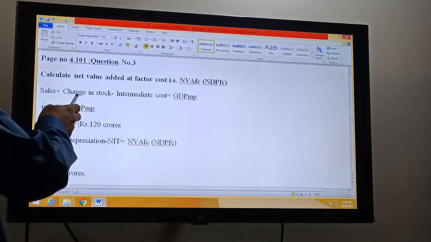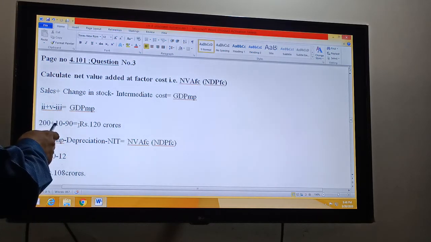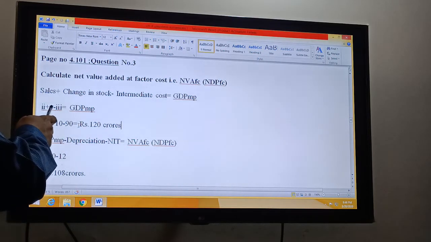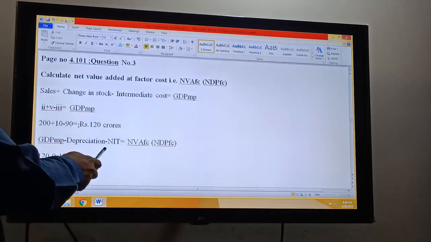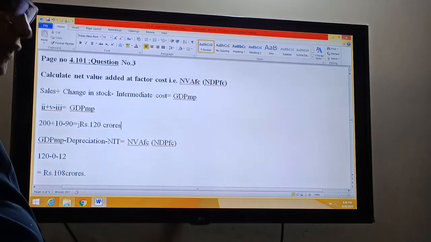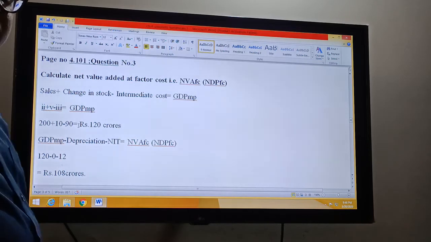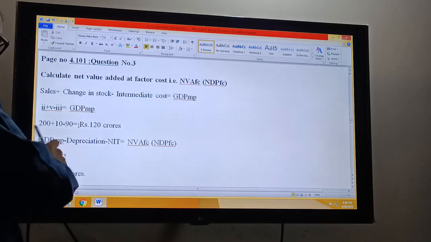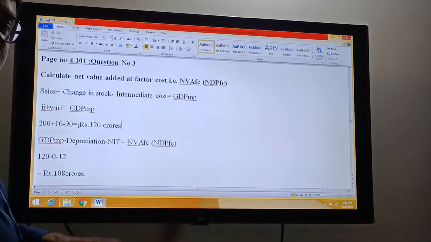Sales you are given, change in stock you are given, and intermediate cost. Sales 200 plus 10 minus IC, that is equal to 120. Item number 2 is sales, fifth is change in stock, and IC is the third item. GDP MP minus depreciation minus NIT, that is equal to NDPFC or NVFC. 120 minus 0. Why 0? Because depreciation is not given. When any item is not given, we assume it 0. And NIT you are given 12. You are not given subsidy, only IT is given, so we'll take only IT, we will not take subsidy. Subsidy is assumed to be 0.